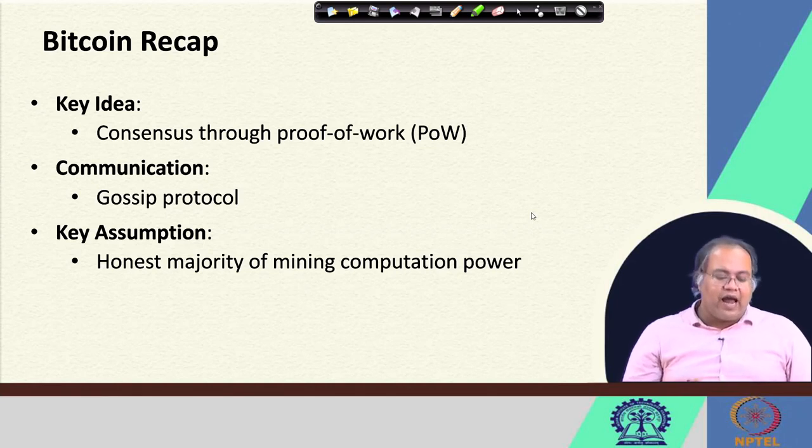Now, in Bitcoin, the key idea is that we achieve consensus through proof of work. That means it is a completely open consensus. In Bitcoin, the communication protocol being used is the gossip protocol. So, the nodes gossip with each other to share the blocks, and the key assumption is an honest majority of the mining computation power. So, the miners are honest, and they hold the majority of the consensus power.